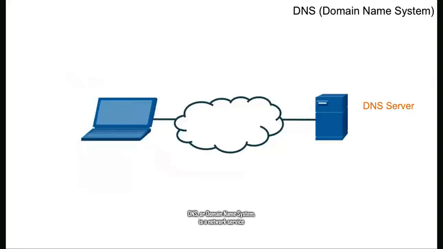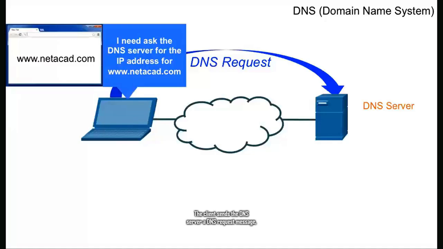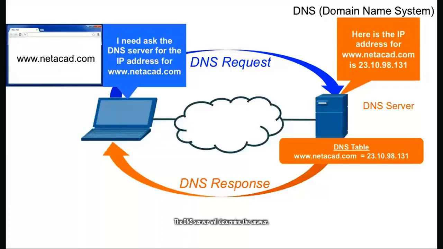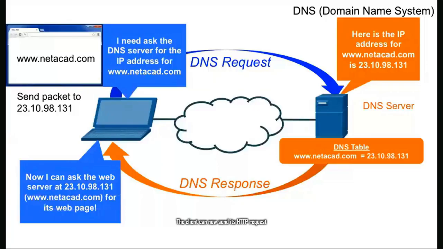DNS, or Domain Name System, is a network service that provides an IP address for a known domain name, such as a URL. In this example, the user has entered the URL www.netacad.com into a web browser. However, to request this information from the web server, the client needs to know the IP address of the web server. The client sends the DNS server a DNS request message asking for the IP address associated with the domain name www.netacad.com. The DNS server will determine the answer and respond to the client's request with the proper IP address. The client can now send its HTTP request to the www.netacad.com web server.